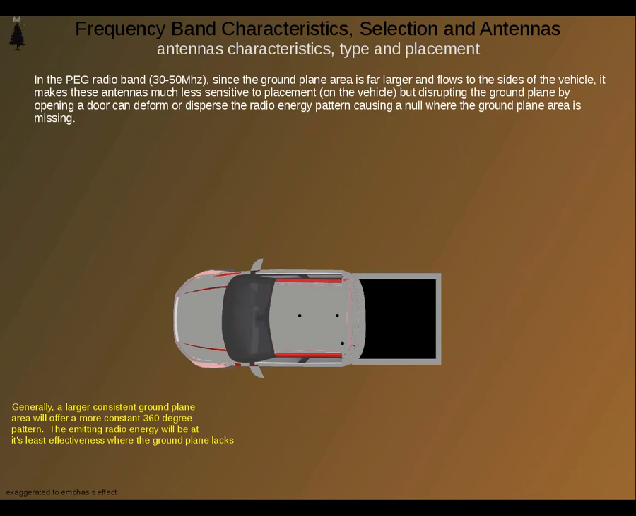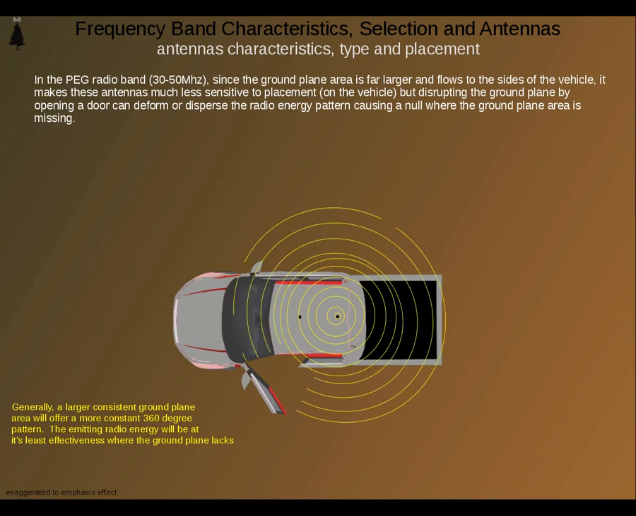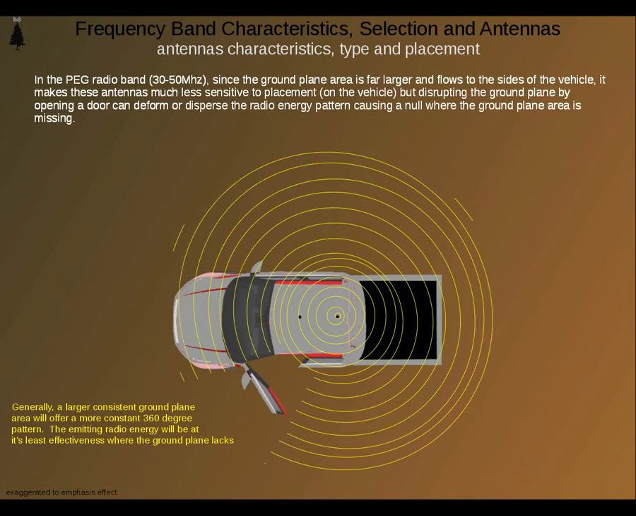In the PEG radio band, since the ground plane area is far larger and flows to the sides of the vehicle, it makes these antennas much less sensitive to placement, but disrupting the ground plane by opening a door can deform or disperse the radio energy pattern, causing a null where the ground plane area is missing.